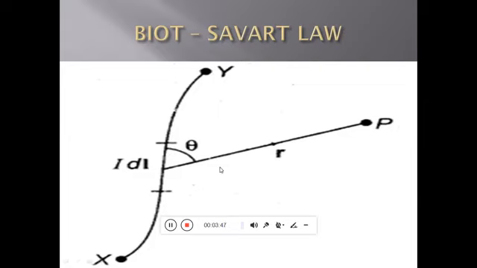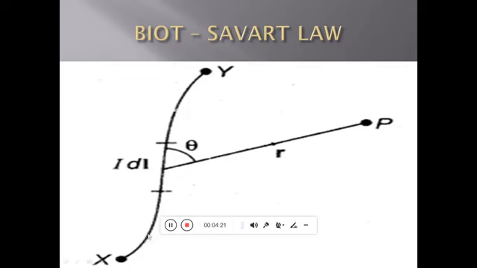Now see, Ørsted did tell that electric current can produce magnetic field, but he was not able to tell how much magnetic field that electric current can produce. Now this was told by Biot. There were two scientists, Biot and Savart, who both gave this law, the Biot-Savart law. They told what would be the value of magnetic field at a certain point due to a small length element in which current is flowing.